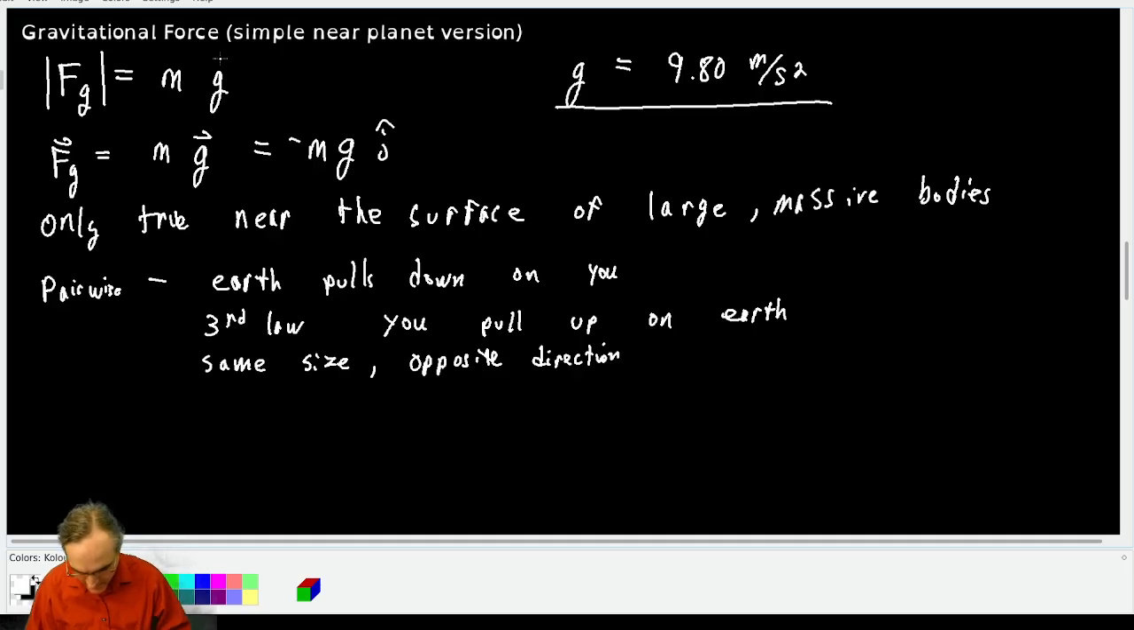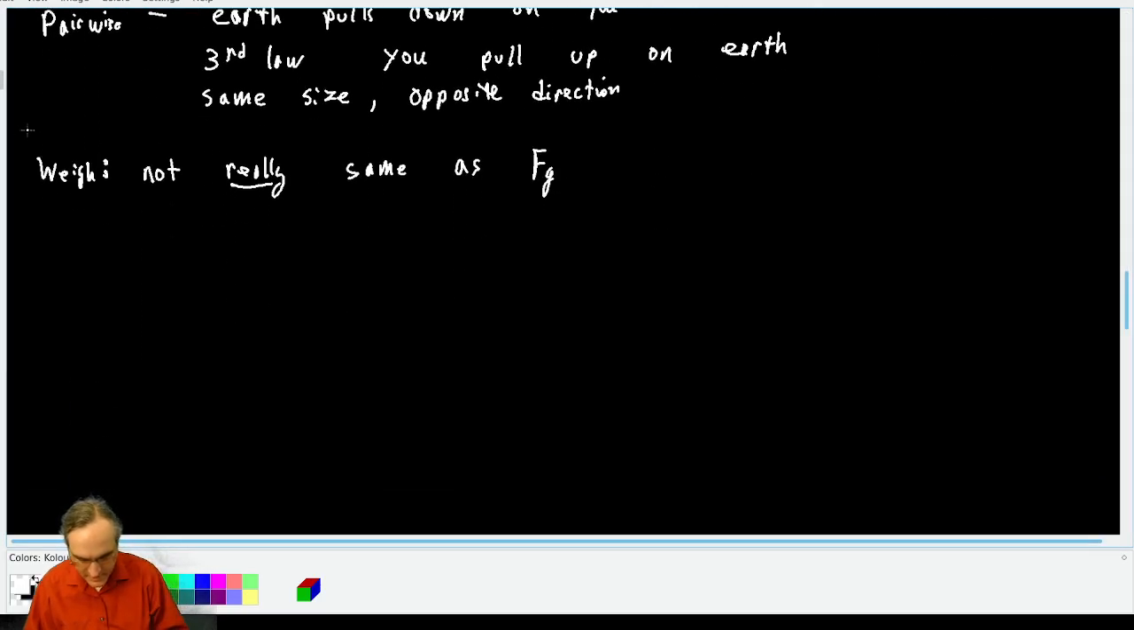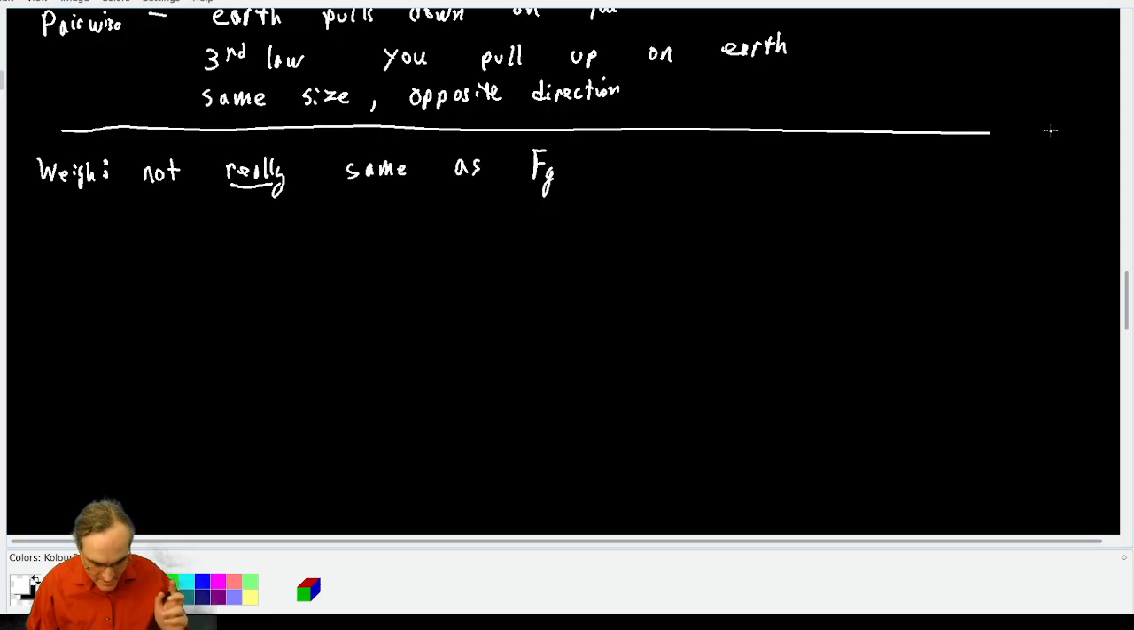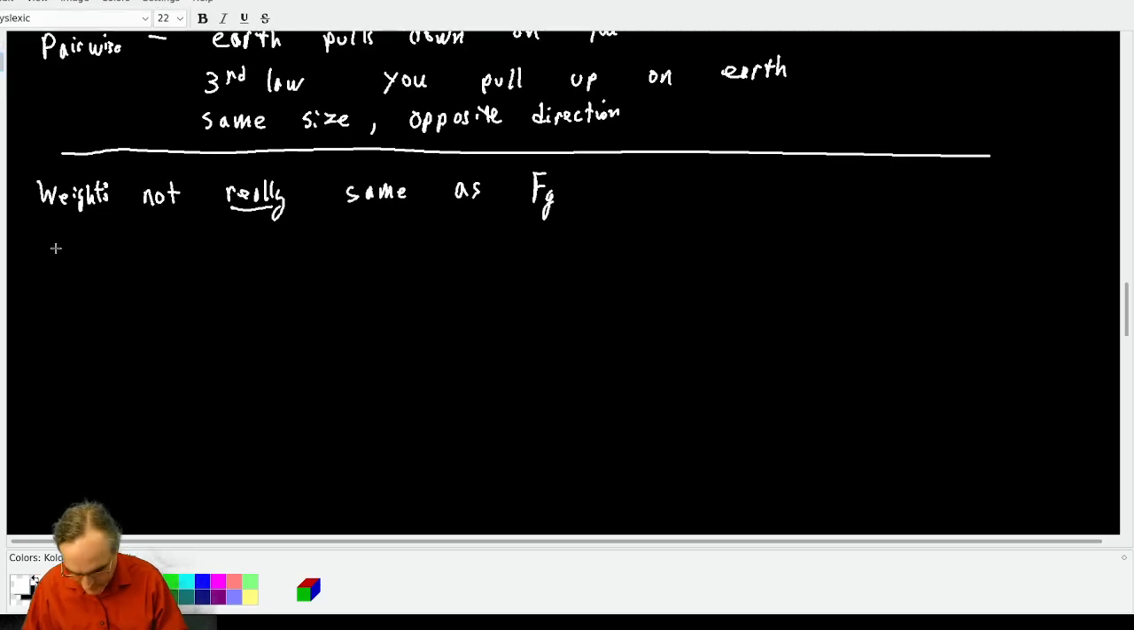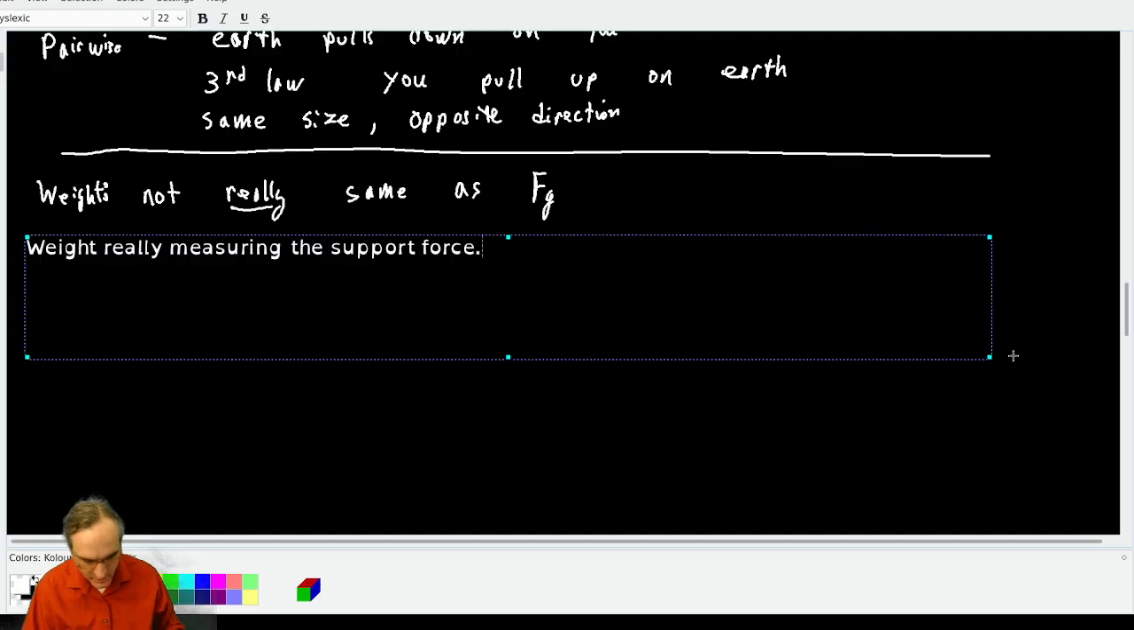Oh, there is one other thing I should talk about. Weight. Not really the same as Fg. It's not really the same thing as the gravitational force. So, weight with a T. Weight is really measuring the support force required to hold you up.